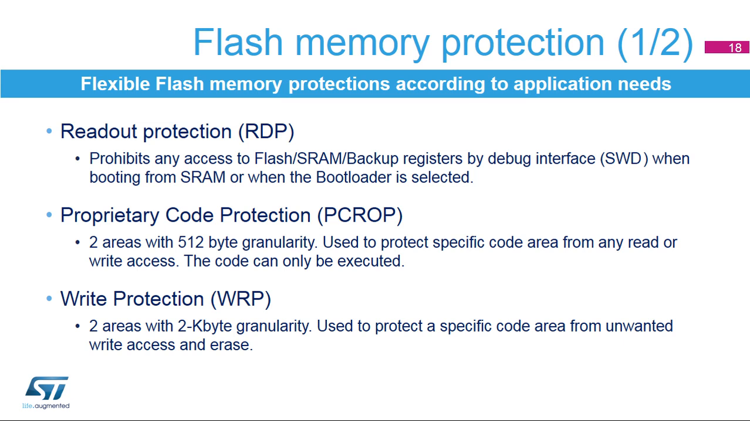The proprietary code protection is a way to mark parts of the flash memory as execute only. Note that this kind of access permission is not supported by the memory protection unit present in the Cortex-M0+. The user can declare two PCROP areas aligned on 512-byte addresses. PCROP areas are useful when only a part of the flash memory has to be protected against third-party reads. Write protection prevents part of the flash memory from being erased and reprogrammed.